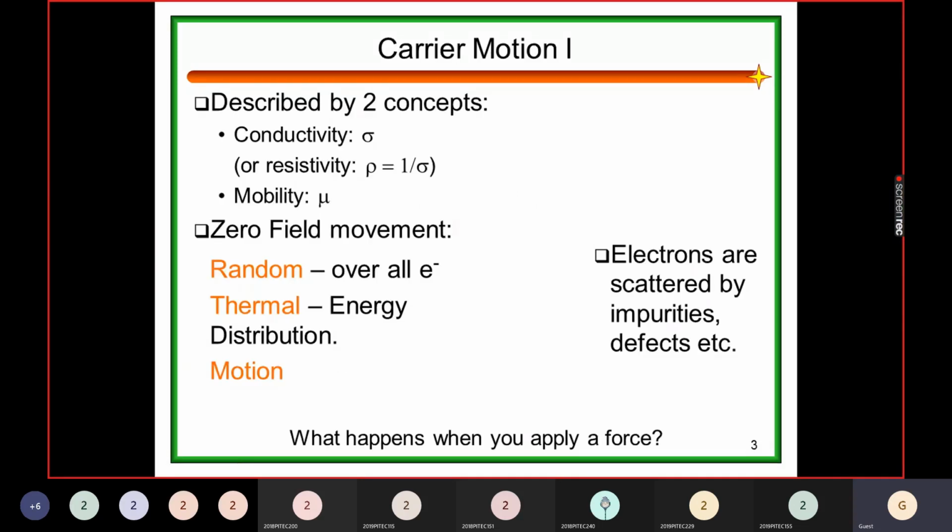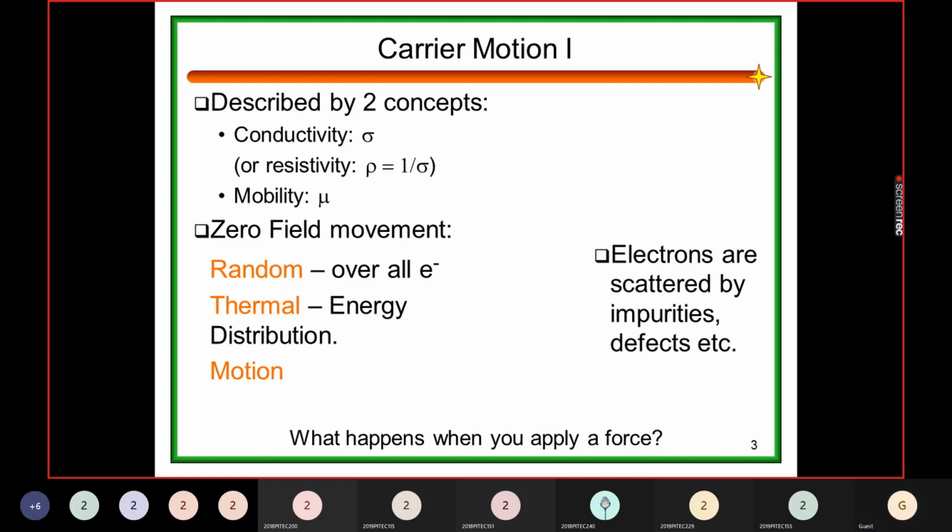You can see there, first carrier motion. Two different types of motions are there: one is normal motion and the next one is reverse motion. First let us discuss the normal motion case, called carrier motion 1. In this case, 2 different concepts will be defined. One is by using the conductivity sigma, and the other is by using the mobility, which is defined by mu. Conductivity is related to the resistivity. You can represent the resistivity as rho equal to 1 by sigma.